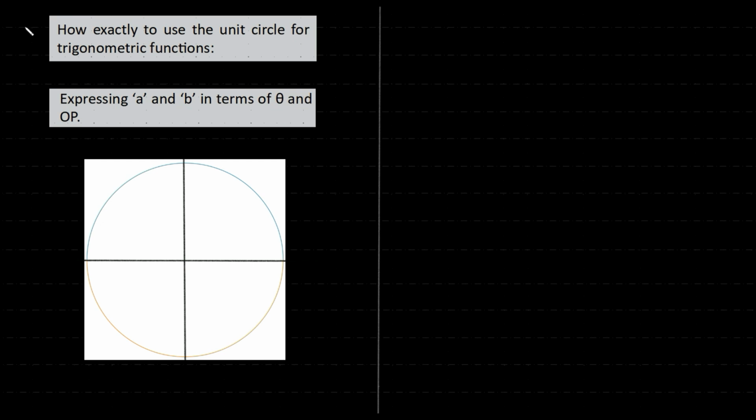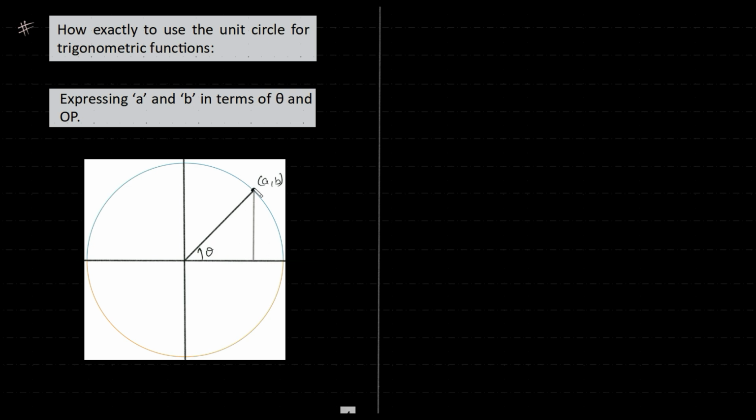So we'll start off with a small task. How exactly do we use the unit circle for a trigonometric function? We'll start off with something which we know. We will take a coordinate, say this point, so this is (A, B), and this thing makes an angle of theta with your positive x-axis. The question is, what are A and B in terms of theta?